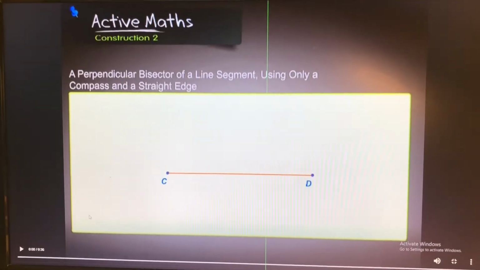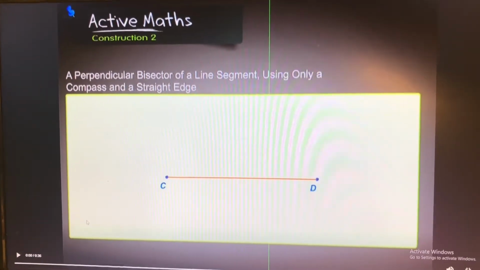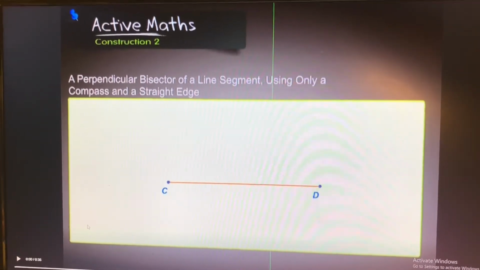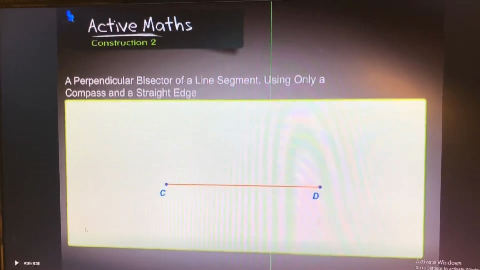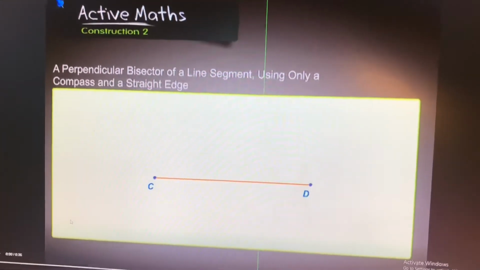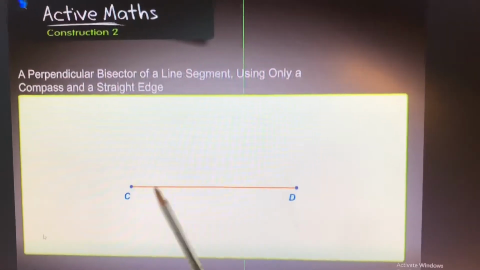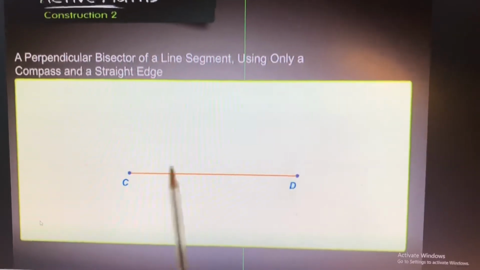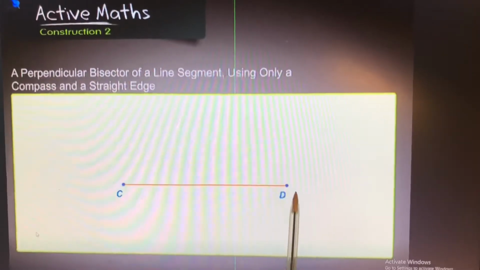Hello there. In this lesson we're going to learn construction 2, which is the construction of a perpendicular bisector of a line segment using only a compass and a straight edge. What this means is that we're going to be provided with a line segment, and we know that a line segment is the distance between two endpoints, so it's a section of a line in between the endpoint C and the endpoint D.